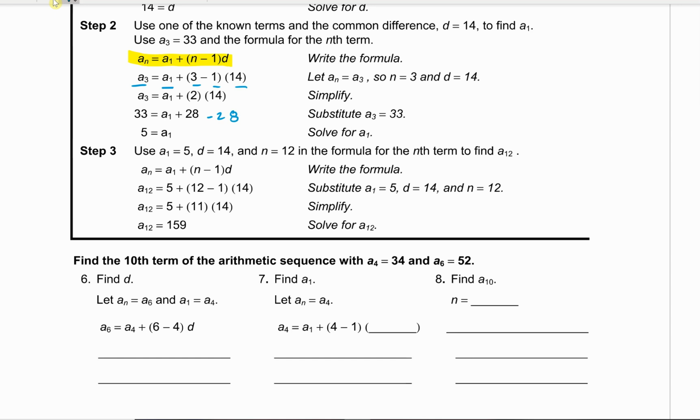So now that I know that, I can plug in all the knowledge I have. I know a1, I know d, I know I'm looking for the 12th term. Plug them all in: 5 plus 12 minus 1 times 14. Do the math. You get 159.